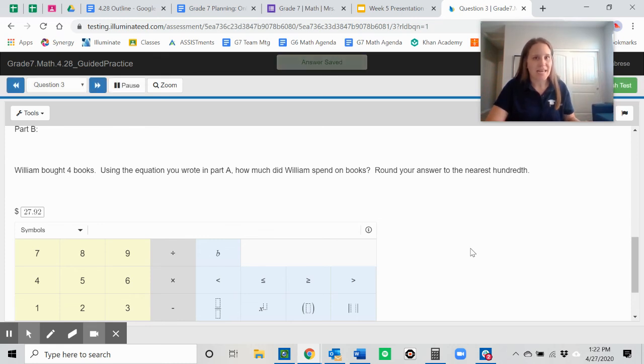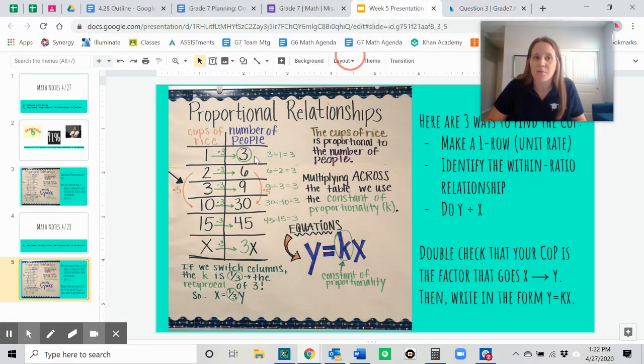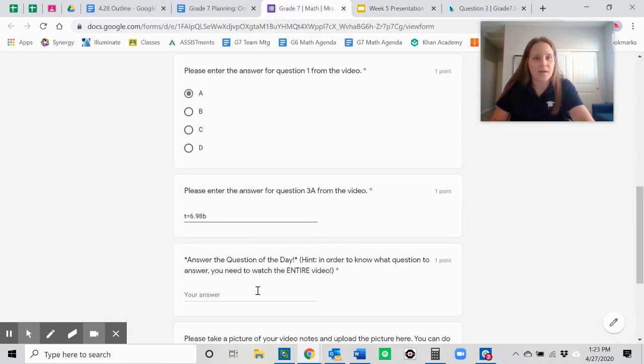Awesome. Last thing for you in your Google form is the question of the day. So here it is. What form is the equation of a proportional relationship in? Think first. What form is an equation for a proportional relationship in? You got it. It's in this form, y equals kx. So in your Google form, I want you to type in y equals kx. That's the form of a proportional relationship. If you type it in just like this, it'll be marked correct automatically.